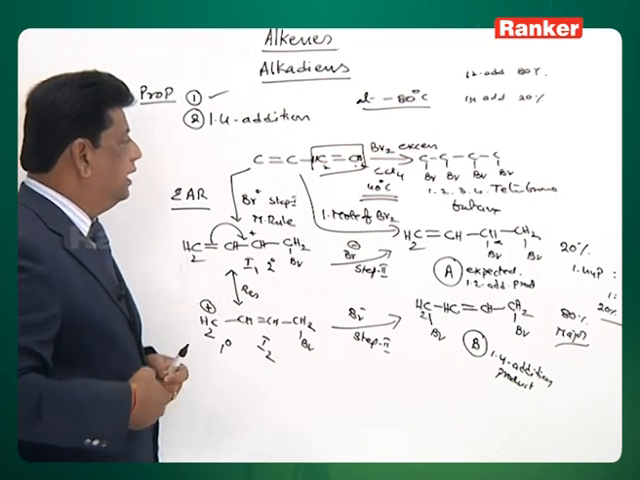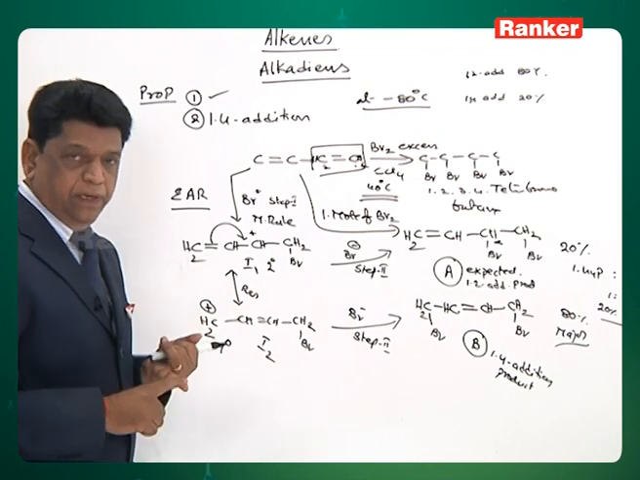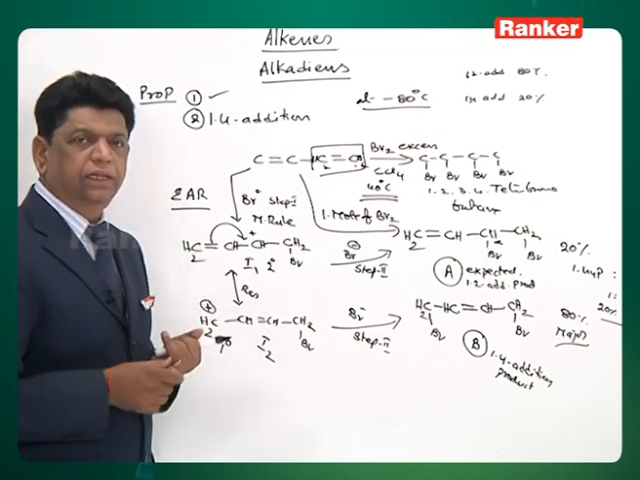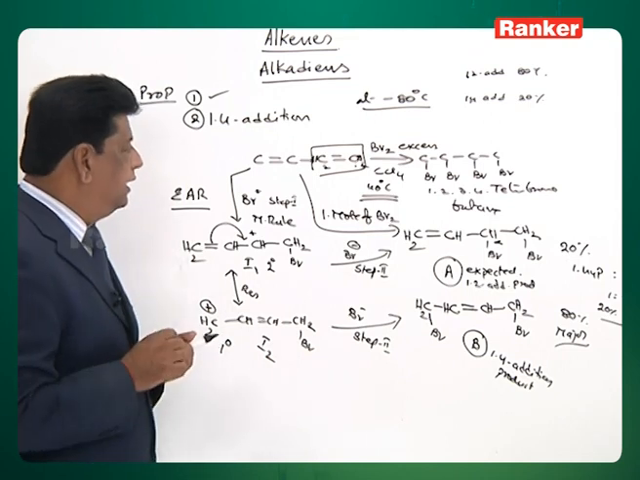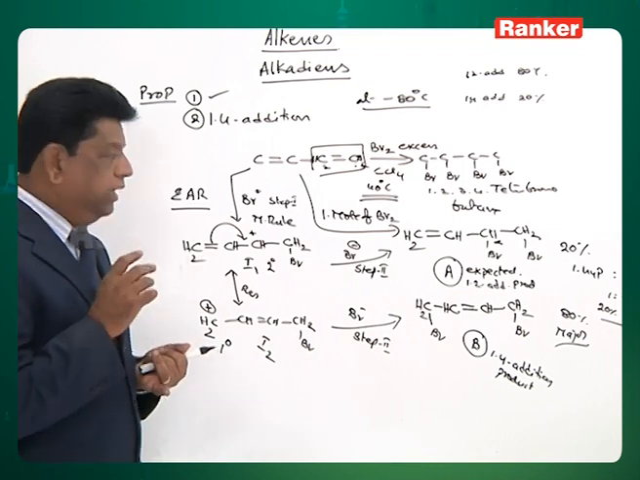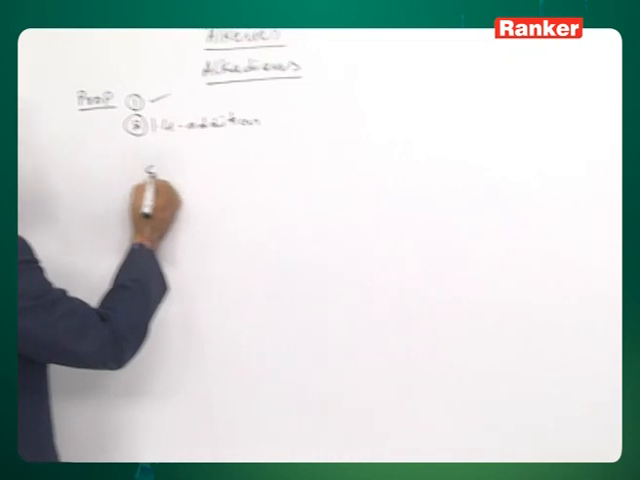Similar to this bromination, you can go for the addition of HBr, addition of other AB-type reagents, and you can observe the same on this reaction. Especially catalytic hydrogenation has one more implication or observation. Let us see that.